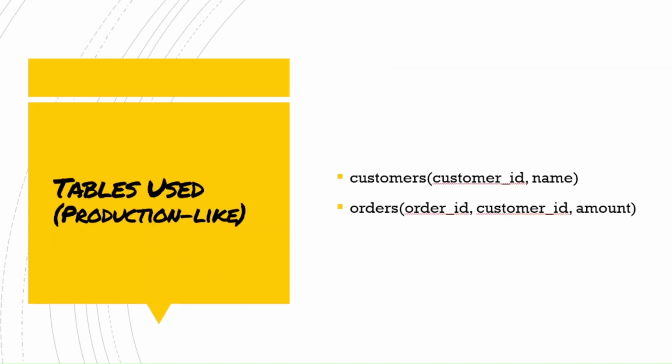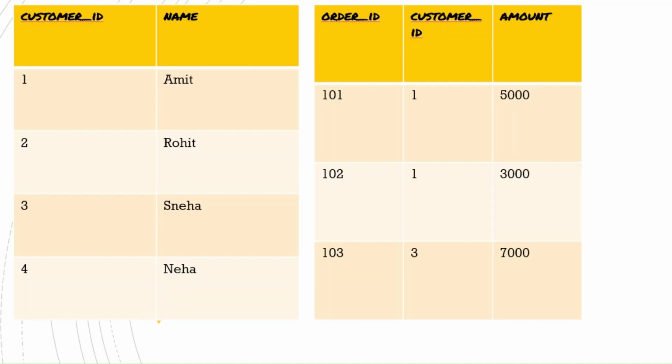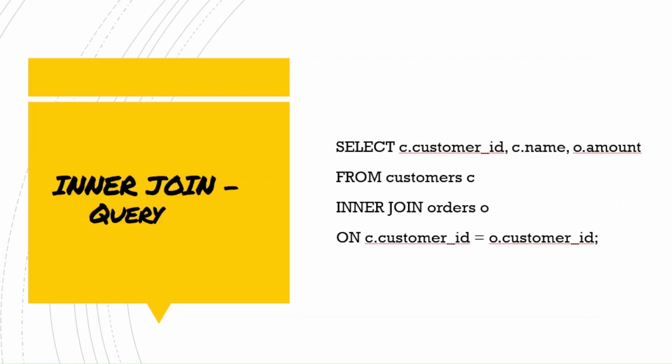Assume two production tables, customers and orders. This is a very common real-world setup. So here we have two tables, customers having customer ID and name column, and orders having order ID, customer ID and amount column. Now, this is a standard inner join.